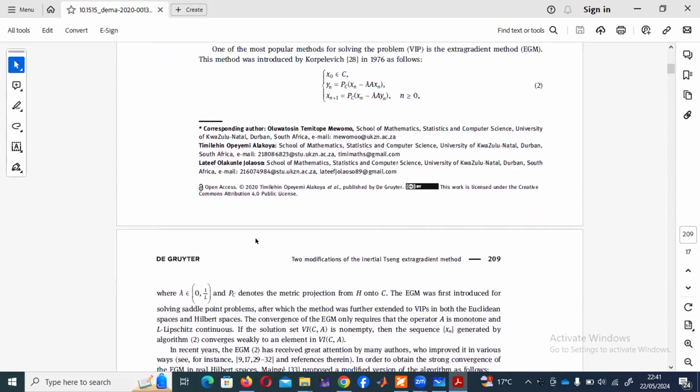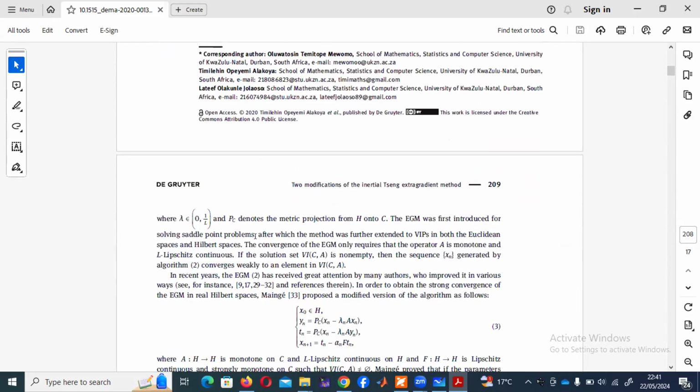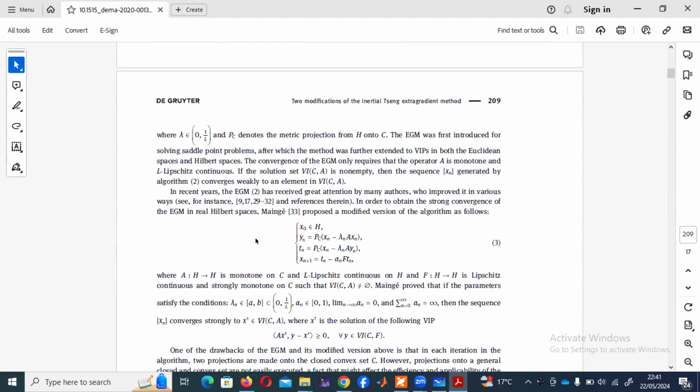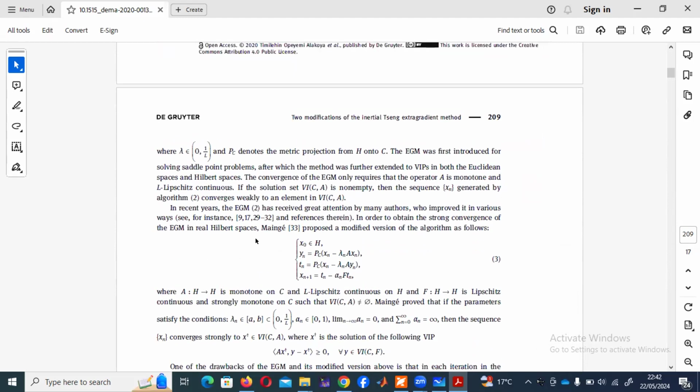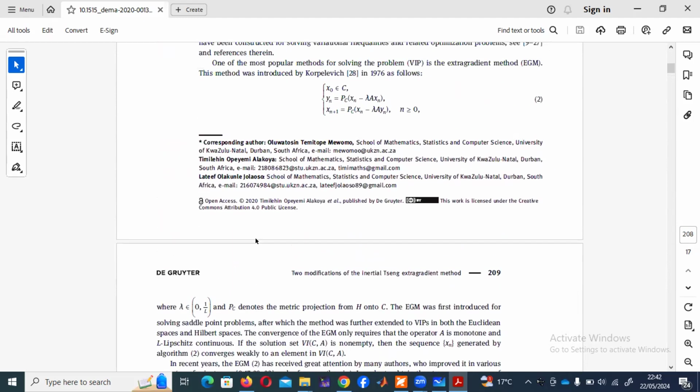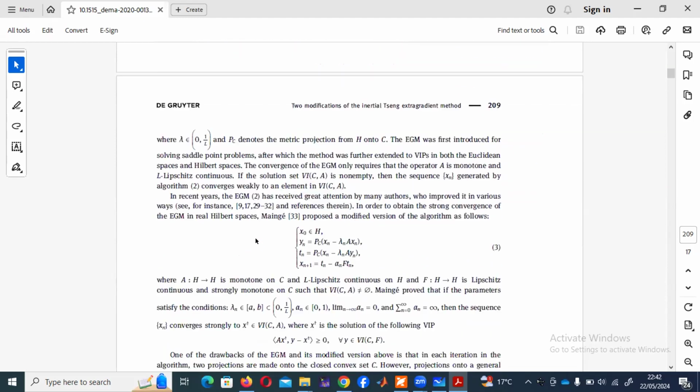For instance, just like I mentioned, 2 and 3, there's no difference between 2 and 3. The only thing is that an extra step has been introduced to 2 to have 3. So if you look at 2, it's just the extra gradient method with 2 projections, 2 evaluations of the operator A. And if you come to 3, it's the same thing, 2 projections and 2 evaluations of the operator A. But in the third step there's another problem there. And you can see that from this definition here.